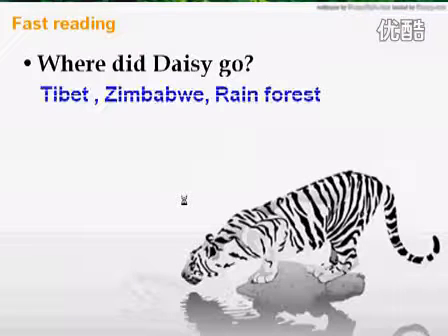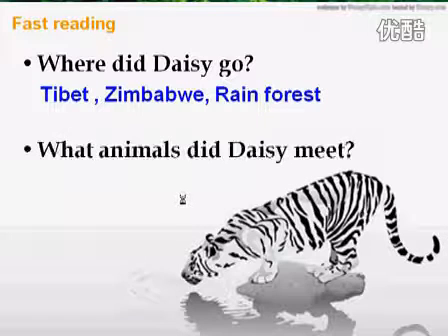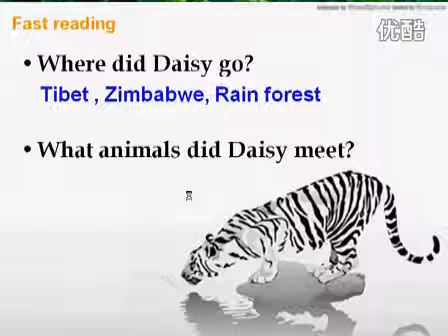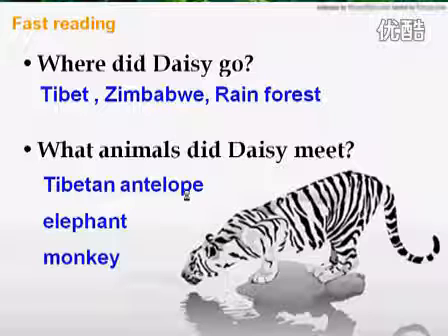Tibet, Zimbabwe, and rainforest. 去了西藏、津巴布韦还有热带雨林 right? The three places. Second, what animals did Daisy meet? What animals did Daisy meet? 那么分别在不同的地区、不同的地点见到了什么样的野生动物呢？ Yeah, in Tibet, of course, Tibetan antelope. 藏羚羊 right? Just now we had looked the pictures. Elephant and also monkey.